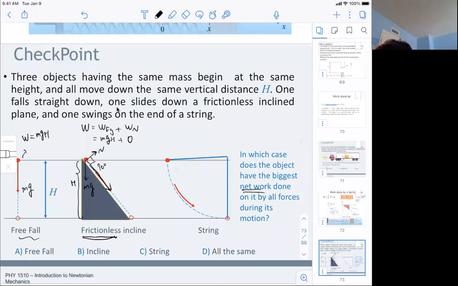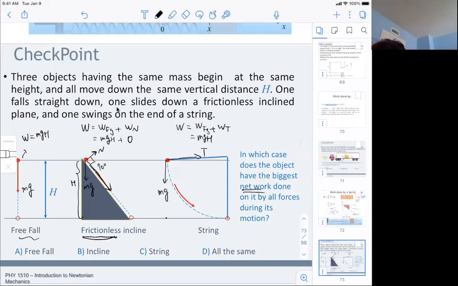So it's 0. The third case, well, I have gravity always. And since I have a rope here, I have tension. My tension is aligned in the same direction as my rope. So here, work done by gravity plus the work done by tension. Work done by gravity, again, is mgh, right, from here to here. So do you think there's any work done by this tension force?